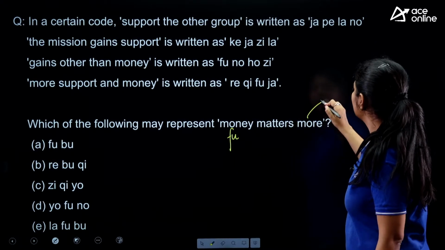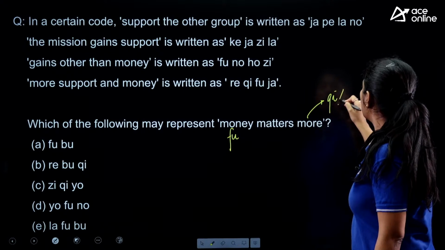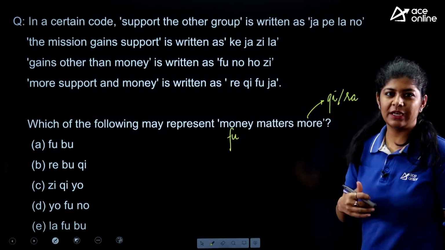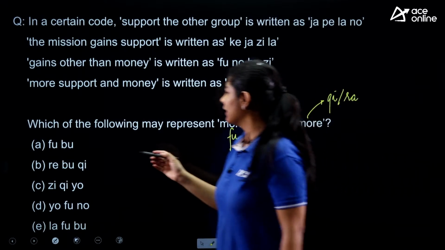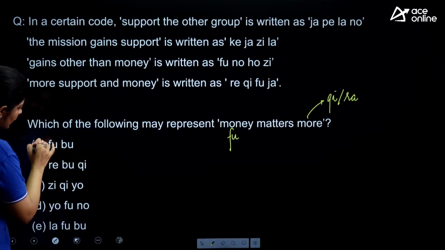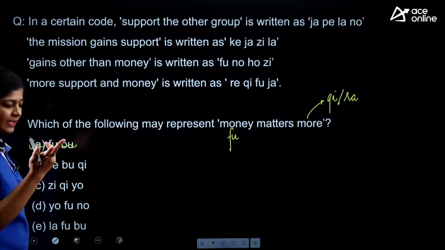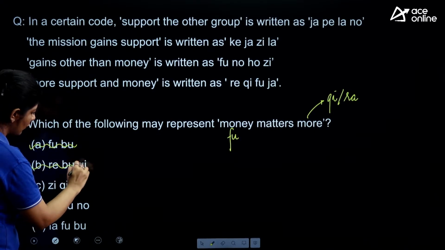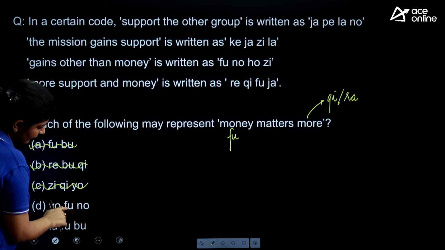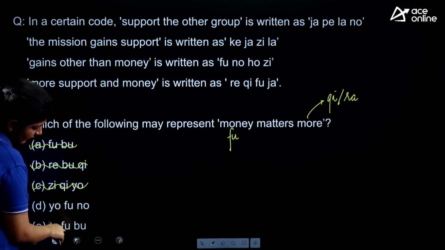We selected QI or RA. Again, we need to select either of the words. So again, we need to go with FU. So this option is eliminated. Only two words are given. Here there is no FU. Here we are having FU and here we are having FU.